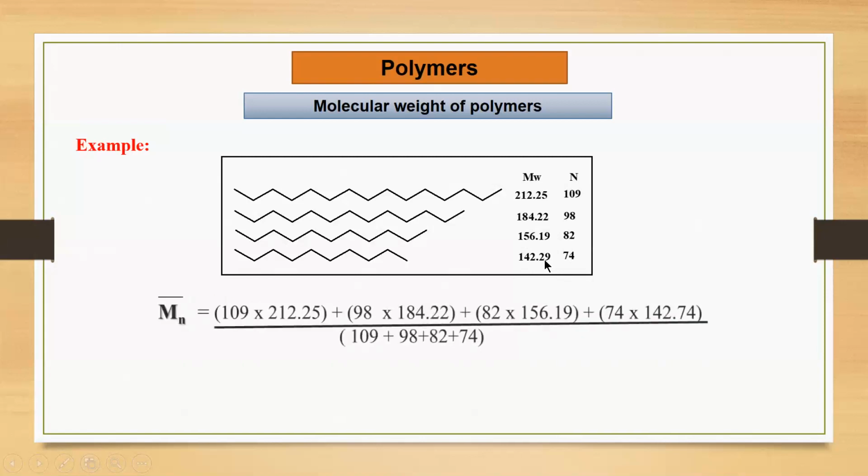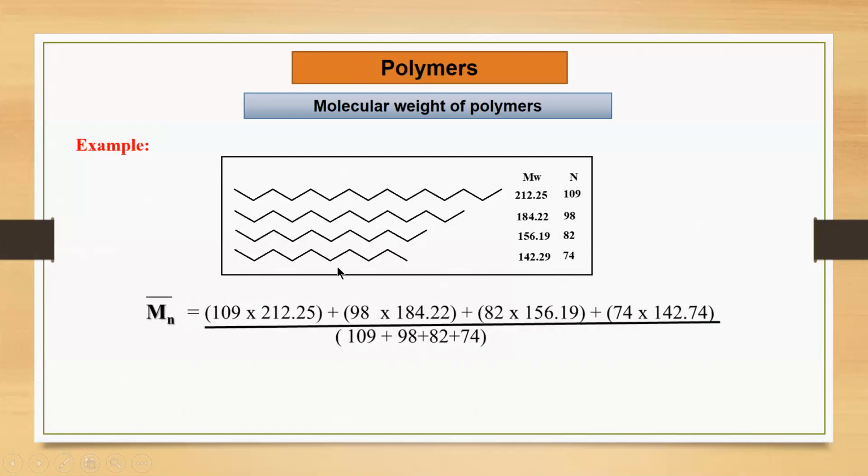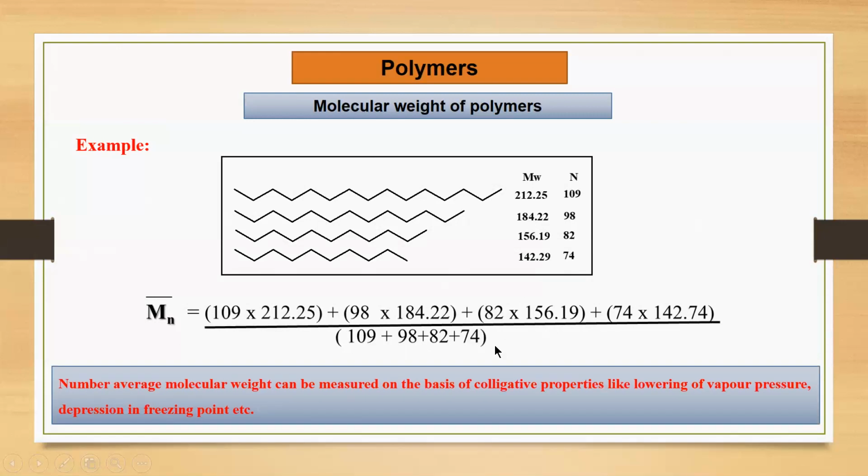Now, if we need to evaluate the number average molecular weight, what do we do? We simply calculate the contribution by each unit as we did in the formula in the previous slide. That is, 109 molecules multiplied by its molar mass, then 98 multiplied by its molar mass, 82 multiplied by its molar mass, 74 multiplied by its molar mass, divided by the total number of molecules.